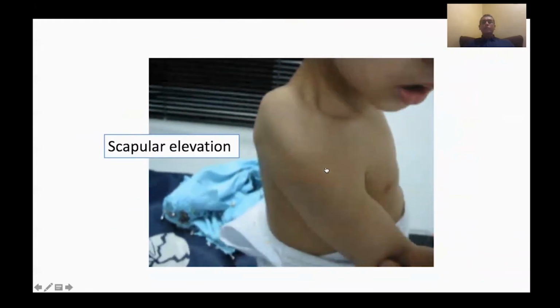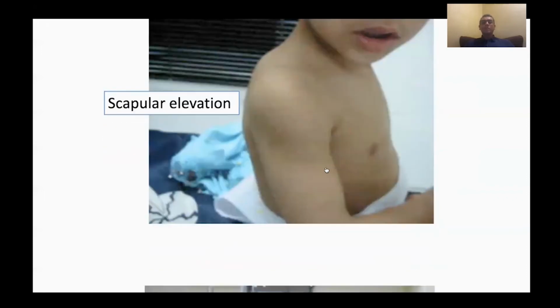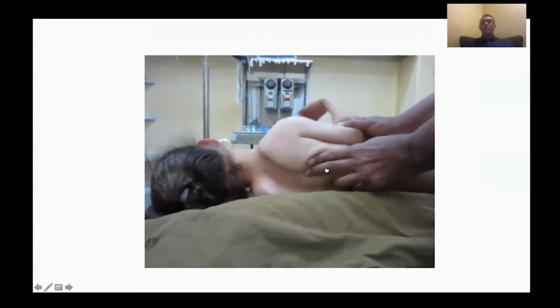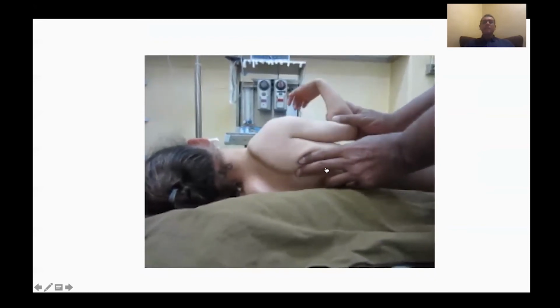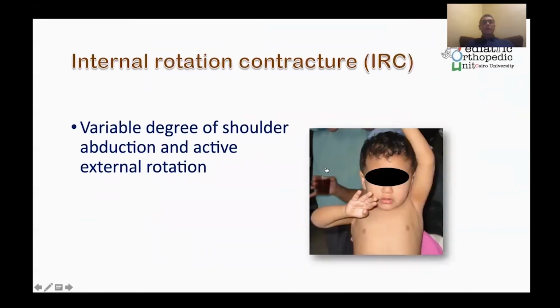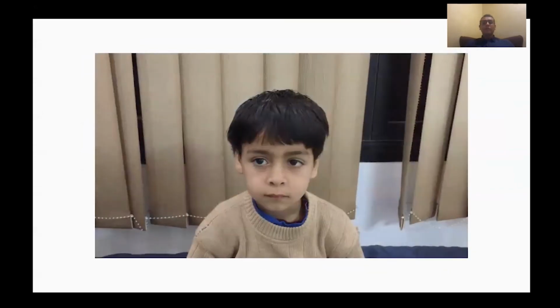And once we do passive external rotation, because there is limitation, there will be a positive scapular elevation sign. It is very clear here, the scapula elevates with external rotation, indicating the presence of internal rotation contracture. With internal rotation contracture, there is variable degree of shoulder abduction. It may be very good or may be limited. Here, almost full abduction range, although there is passive limitation of external rotation range.